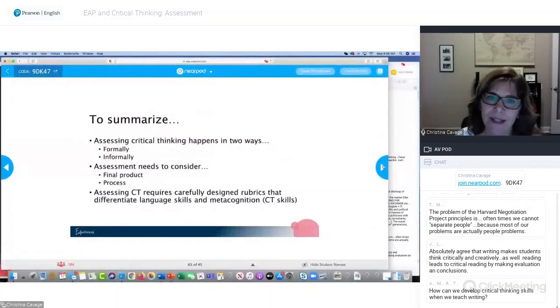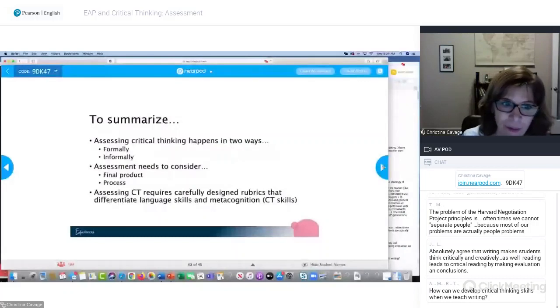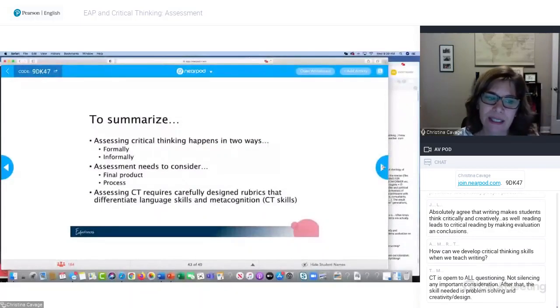So, it can happen. It can happen very successfully. It can happen formally and informally. But we really need to develop these well-defined rubrics so we can differentiate these.